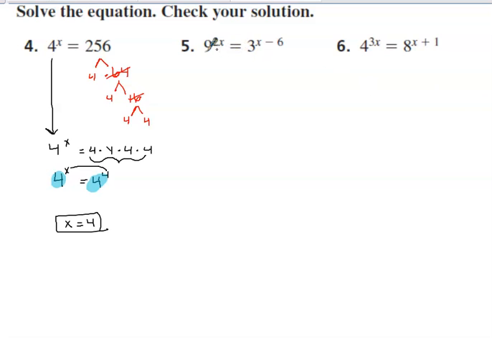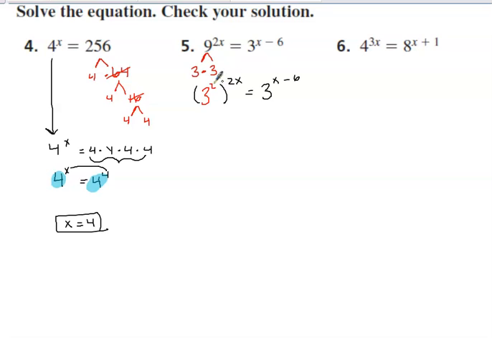In number 5, the bases are different. I have a 9 and I have a 3. Now the 9 I can break down as a factor of 3. 9 is 3 times 3. So instead of writing 9 to the power of 2x, what I can write instead is 3 squared to the power of 2x equals 3 to the power of x minus 6. So I didn't change the problem, I just changed the way it looks. 9 is 3 squared. So this is the same problem that we started with.